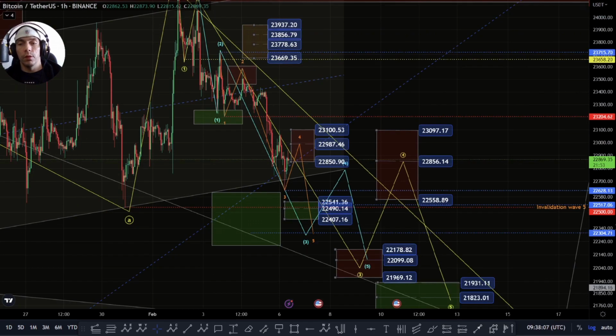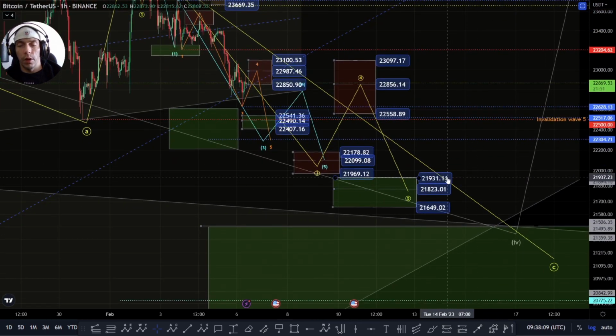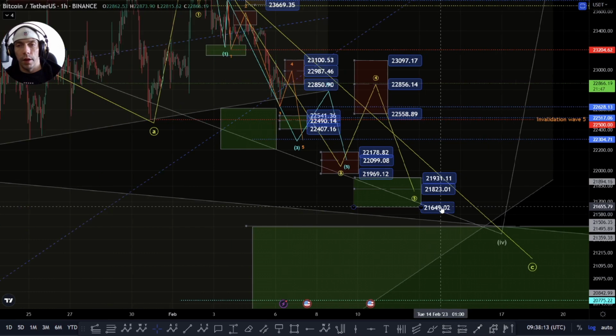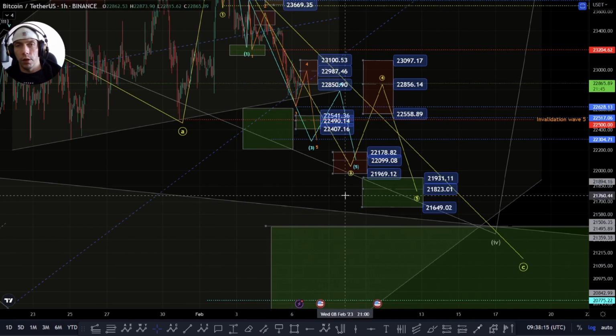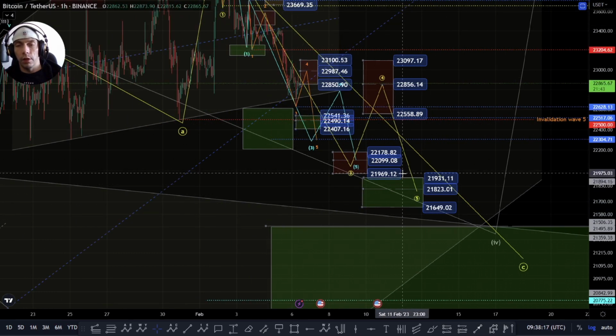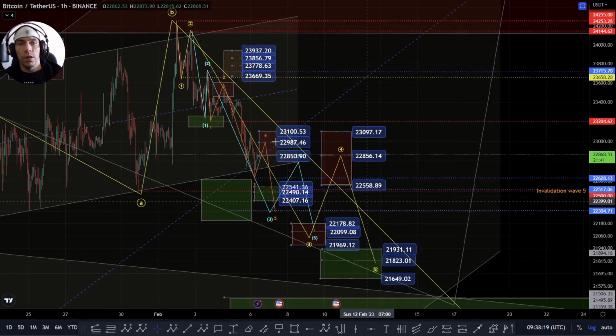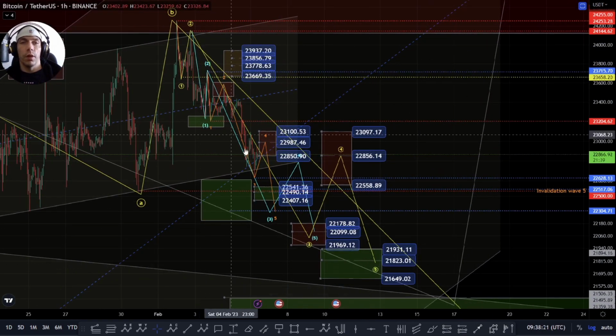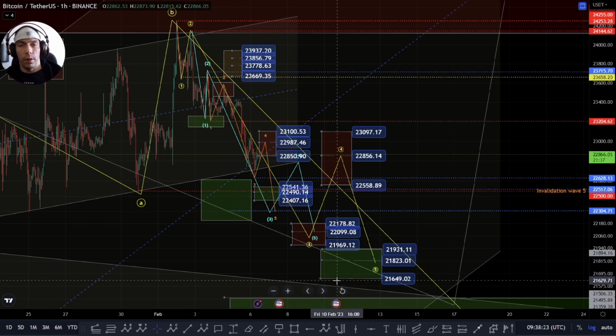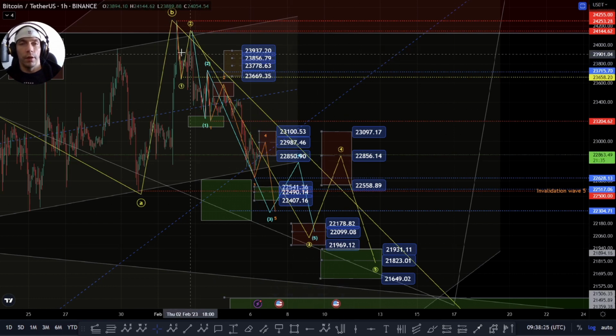This could then look to actually push us down to this 21,931 to this 21,649, if there isn't further extension going on here that I haven't seen yet. So this would mean that we actually just drop straight down. We don't actually bounce back up for that wave 2 and then look to potentially break down like that.